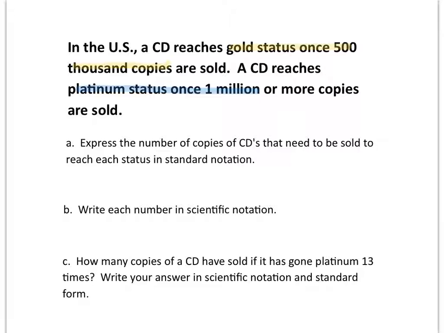Part A says, express the number of copies of CDs that need to be sold to reach each status in standard notation. Well, for gold, it's just 500,000. And then for platinum, it's 1 million, so that would be 6 zeros. So again, just practicing writing out some numbers in standard notation. B, write each number in scientific notation. So this would be for gold status, 5 times 10 to the 5th. And then for platinum, this would be 1 times 10 to the 6, because again, we have 6 zeros following.